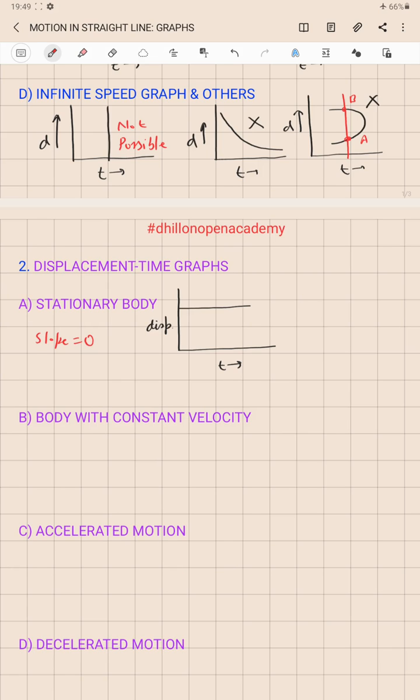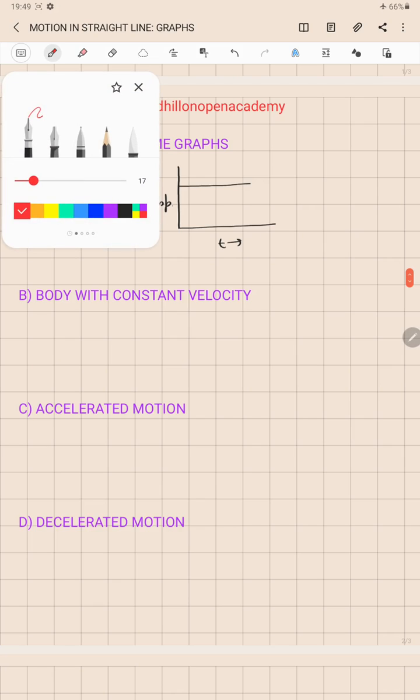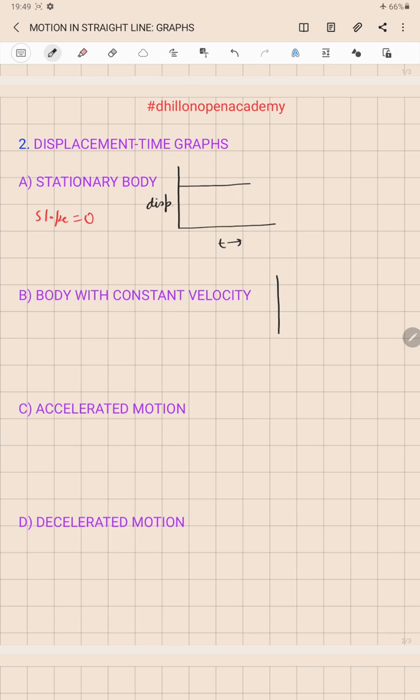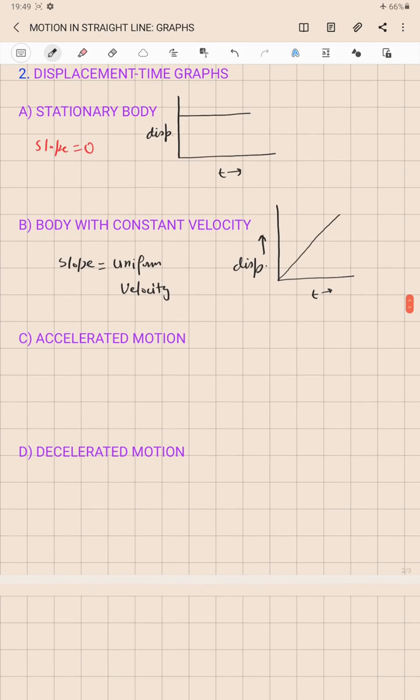Same way you can show over here for a body which is moving with constant speed. For a body which is moving with constant speed, the graph will be a straight line originating from the origin, inclined to the time axis. In this case, the slope of the graph represents the uniform velocity of the body, which you can easily find from the slope, just like we have done for the distance time graph.